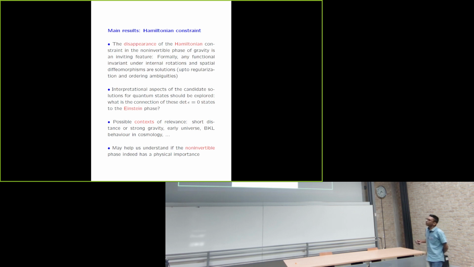So the disappearance of the Hamiltonian constraint in this non-invertible tetrad case is an inviting feature, because formally any functional invariant under internal rotations and diffeomorphisms is a solution in the quantum theory, of course up to other issues. And there are of course interpretational aspects of the candidate solutions for quantum states, and these have to be explored. Questions like, what is the connection of these zero determinant states to the Einsteinian phase? Are they connected through some perturbation or what? And of course, what are the possible contexts of relevance of this kind of analysis?